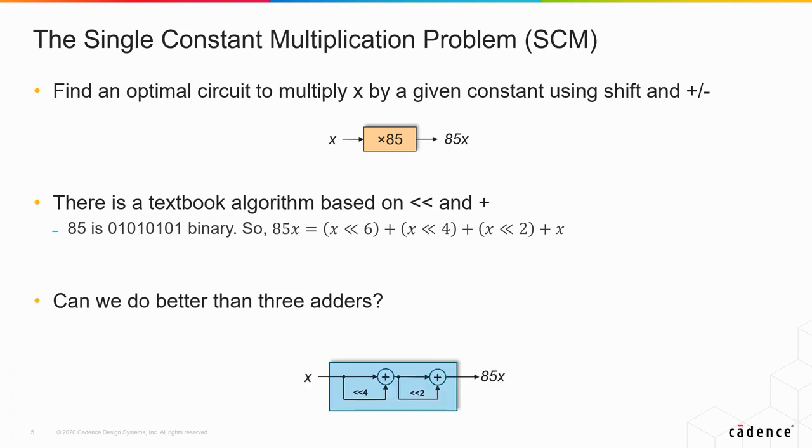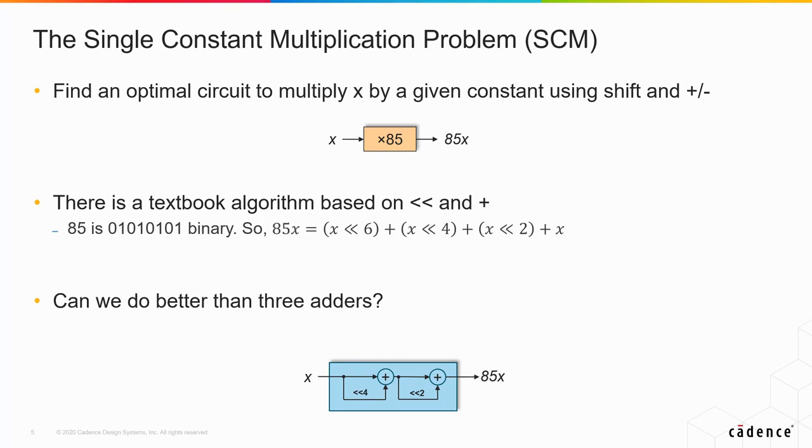So let me show you the circuit that does the same job and is using only 2 adders. And the idea here is quite simple. 85 is 17 times 5. And multiplying by 17 is kind of easy. We can multiply by 16 and add x once again. So multiplication by 17 is x shifted by 4 plus x. That's the first part of our circuit.